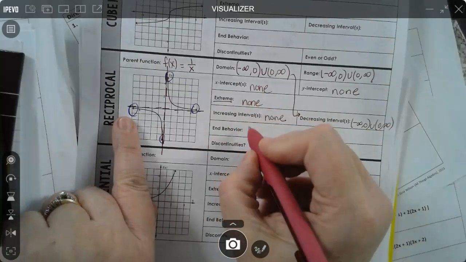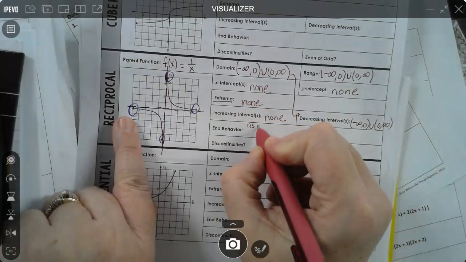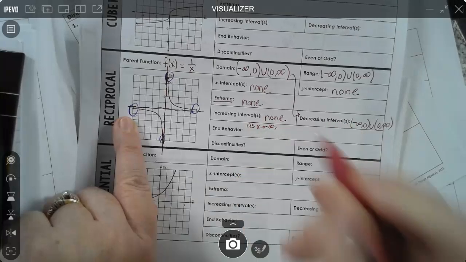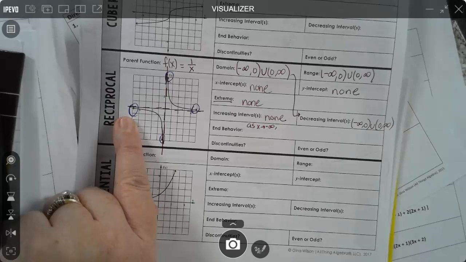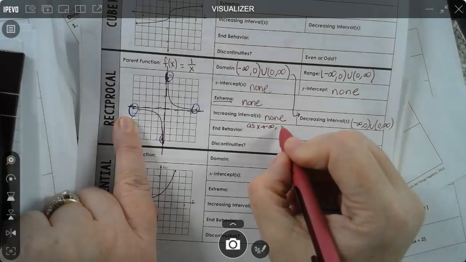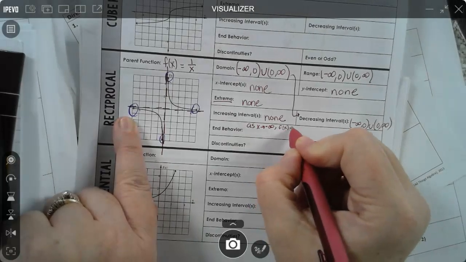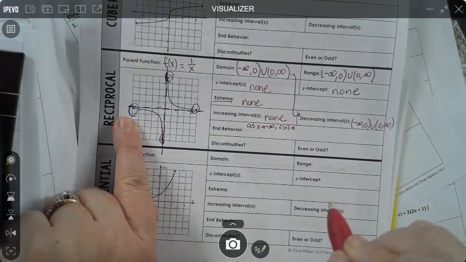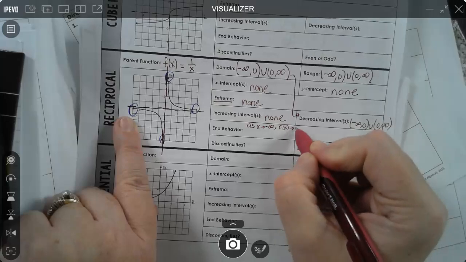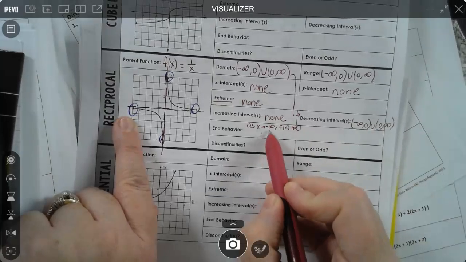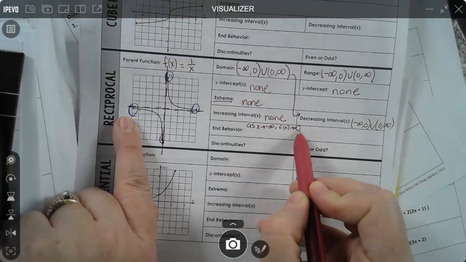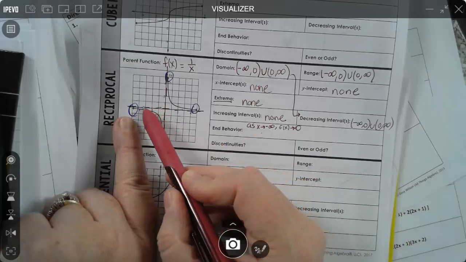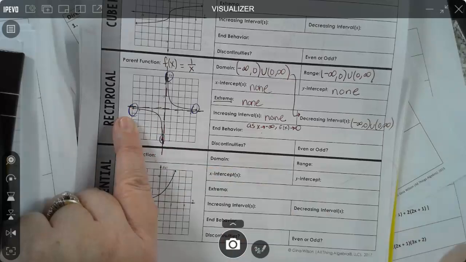As x goes to negative infinity, what does the graph do? It goes to the asymptote. What is the y value of the asymptote? 0. So as x gets smaller, y gets closer to 0. Is that true? As x gets smaller and smaller and smaller, the y value gets closer to 0. That's very true.